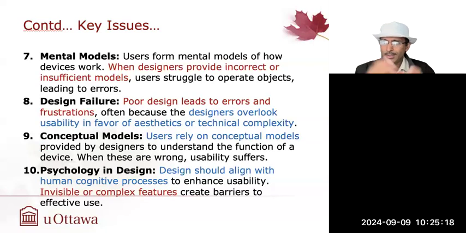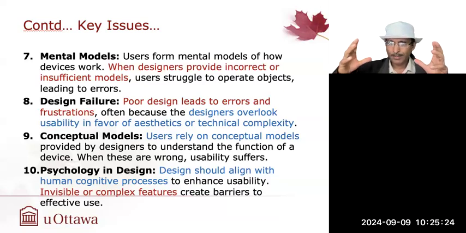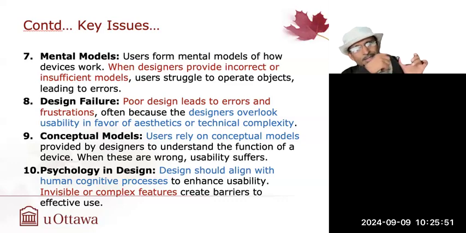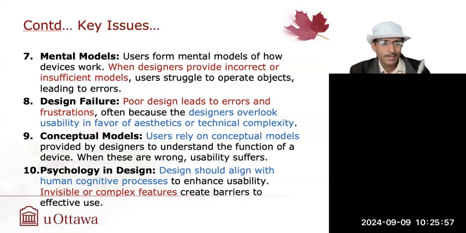And mental models mean he suggests the designers to follow how people think. So when designers provide incorrect, insufficient models, users struggle to operate objects, leading to errors. And design failures, poor design leads to errors and frustration because designers overlook usability in favor of aesthetics and technical complexity. Look at this, it looks so beautiful, bright. And I was not aware why these 3 cameras are here instead of 1 or 2. What the third camera functions for, I was not aware. And what is the button for the third camera? I was looking for that too.